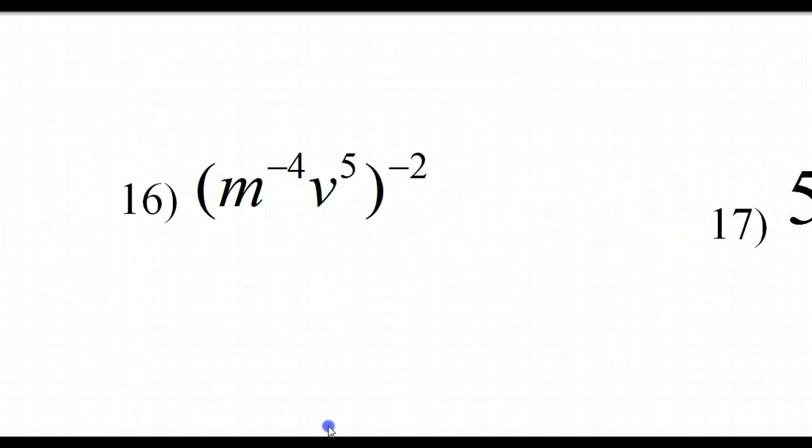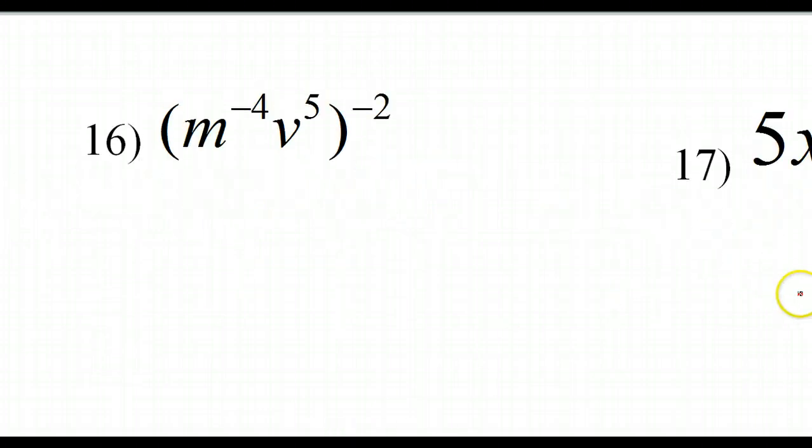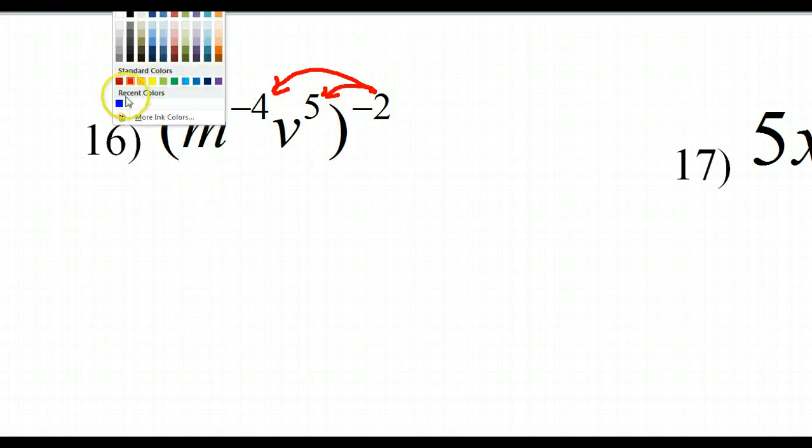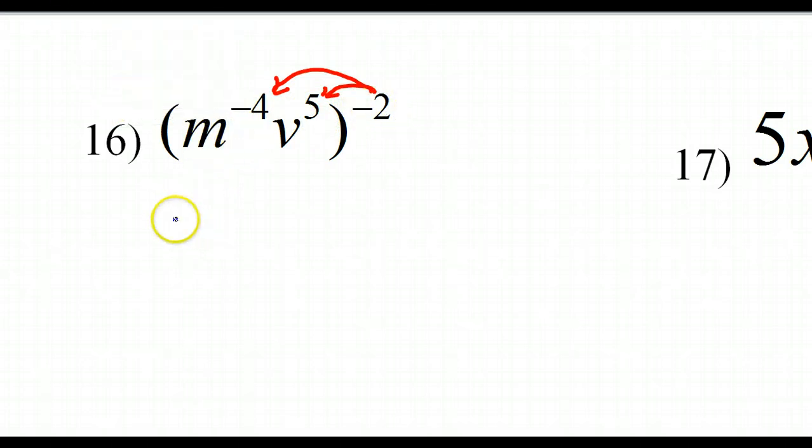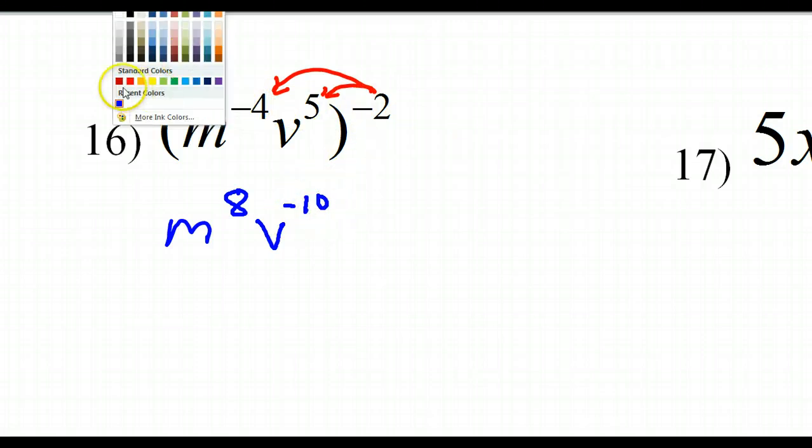Alright, what else you got for me? Okay, number 16. Now the easiest way to do this, I mean there's more than one way, but when I see a problem like this, you know how if you have a power raised to a power, you multiply. So one way to approach this is to just multiply first, and that's what I recommend. So a power raised to a power, you multiply. So this would be m. So now negative 4 times negative 2 is positive 8. 5 times negative 2 is negative 10. So there I multiplied everything.